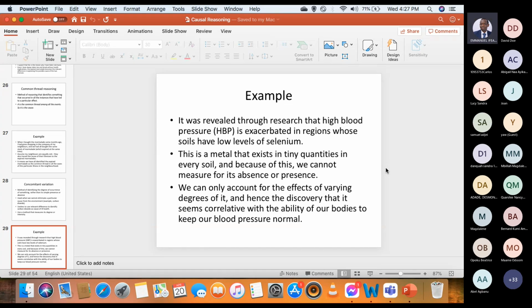So the simple idea is that selenium is present in every soil, but if the quantity of selenium in the soil in a particular region is too small, then people living in that area will be having high blood pressure. So that's the research.